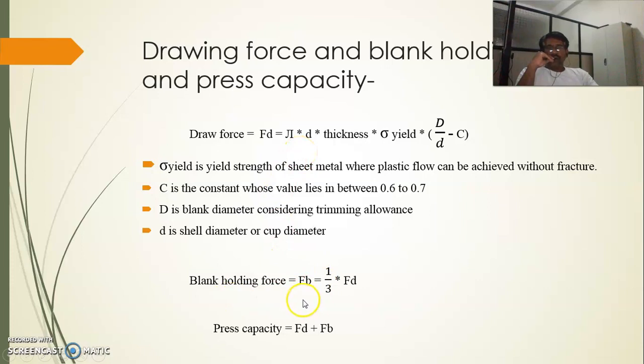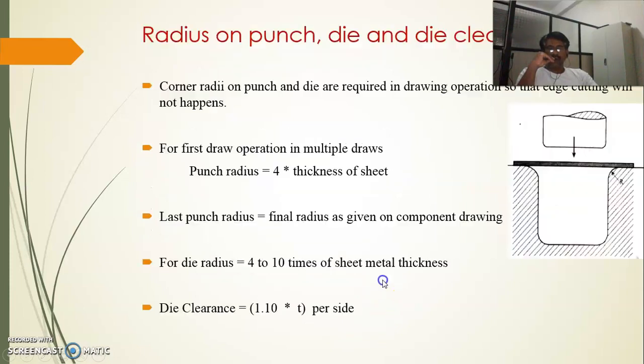Now the blank holding force will be calculated as FB is equal to 1/3 of FD, that is the draw force. So 1/3 of the draw force is your blank holding force. So the total press capacity required will be the draw force plus the blank holding force. Whatever value comes, that much value will be required for the press capacity.